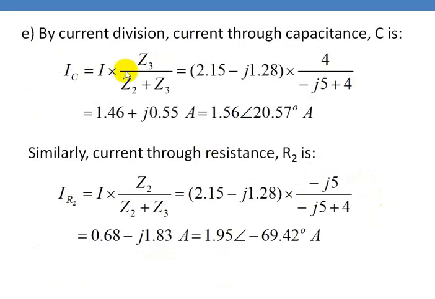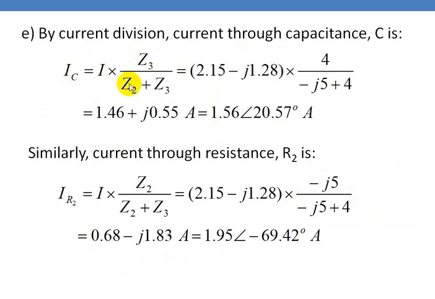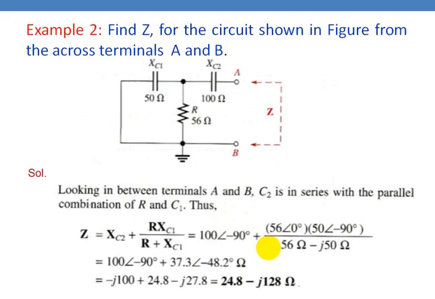So IC is total current into Z3. This is Z2 and this is Z3. So that is Z3 by Z2 plus Z3. Substitute the values and you will get 1.56 at an angle 20.57 ampere. Similarly, the current through resistance R2: IR2 is I into the opposite branch impedance, that is Z2, divided by the sum of the two impedances, Z2 plus Z3. This comes to be around 1.95 at an angle minus 69.42 degree ampere.